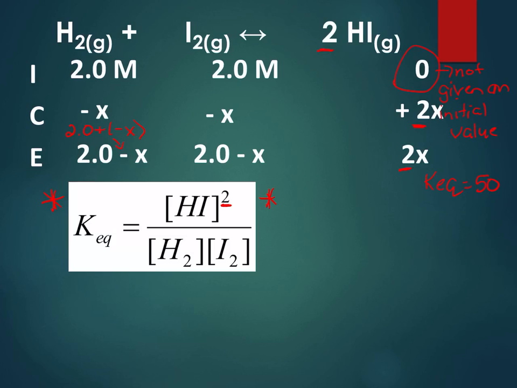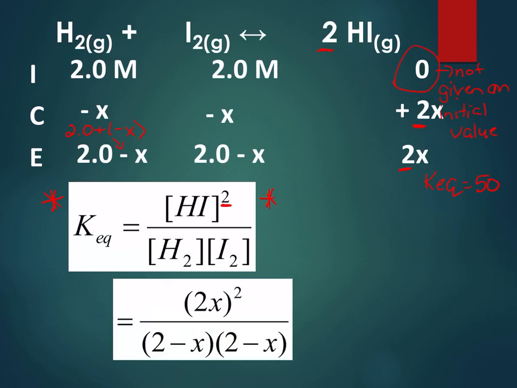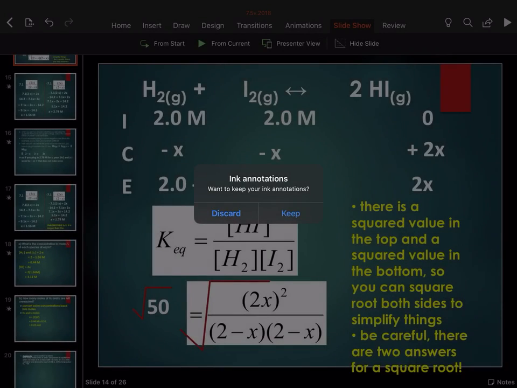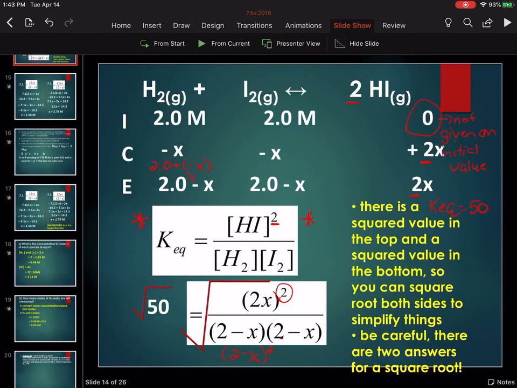So KEQ is 50. So then products over reactants, so the 2x in brackets squared, and then in the bottom we have 2 minus x and 2 minus x equals 50. So now we have a squared term in the top, and because these are both the same, you could rewrite that like this. That's fine. You have a squared term in the bottom as well. So then you can square root both sides.